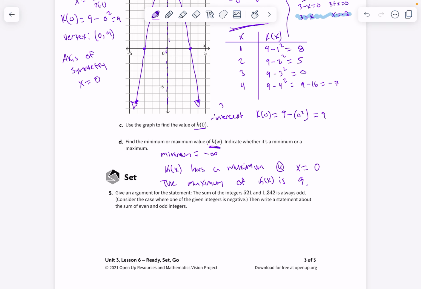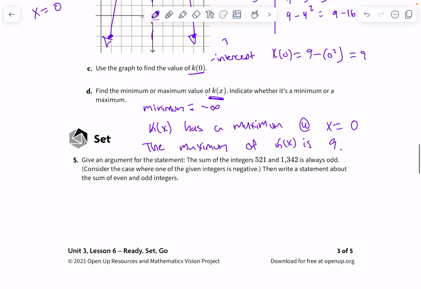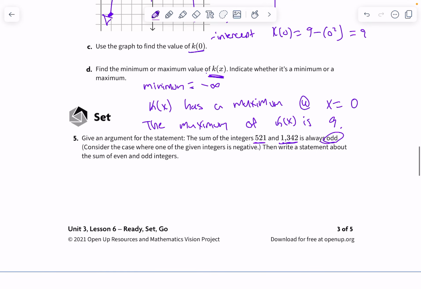Okay, now let's jump into our set problems. It says to give an argument for the statement, the sum of the integers of 521 and 1342 is always odd. Consider the case where one of the given integers is negative, and write a statement about the sum of even and odd integers.